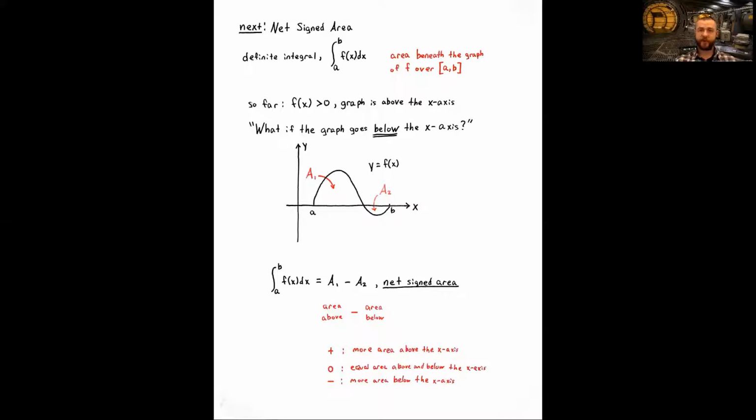Earlier, since the graph was above the x-axis strictly, we only got positive answers for the definite integral, since your basic concepts of area make sense for positive widths and lengths leading to positive area.